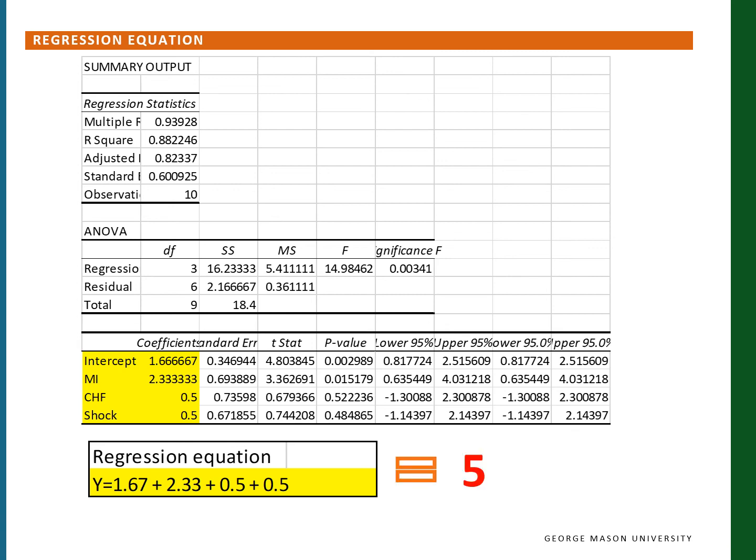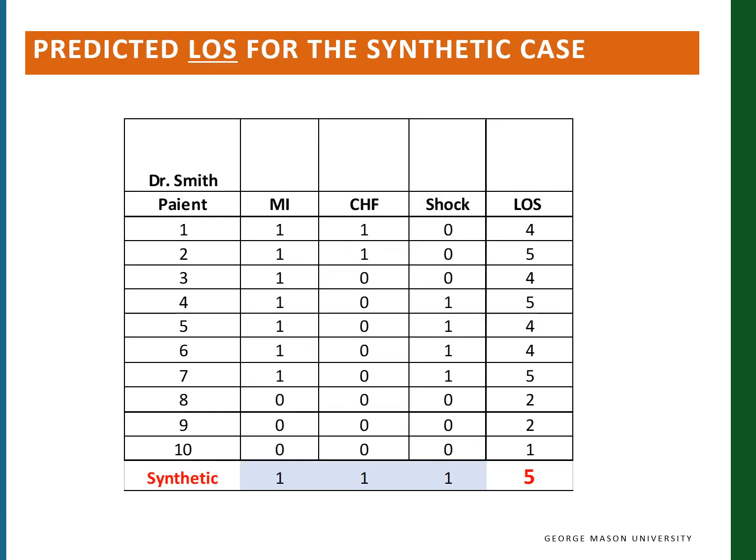So when you add up your regression equation, it should equal 5. The 5 will be the predicted length of stay for the synthetic case if Dr. Smith would have to take care of a patient with a combination of diagnoses with MI, CHF, and shock.